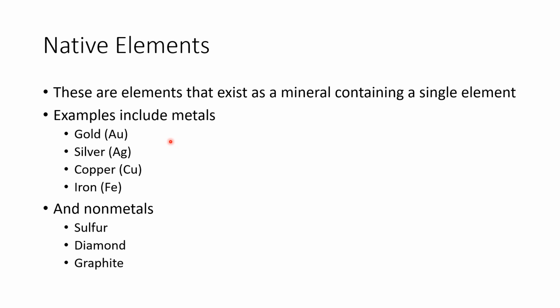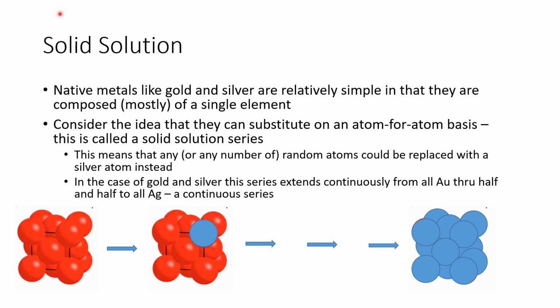So these are elements that consist of a single element, like gold, silver sometimes, copper again sometimes, and we can even find iron in a pure form. There are some nonmetals that do this with sulfur, diamond, and graphite. A couple of important things that I want to demonstrate using these native minerals because it's fairly simple to see, and we're going to need the ideas of it when we get over into the silicates, which are much more complicated. So this idea of solid solution.